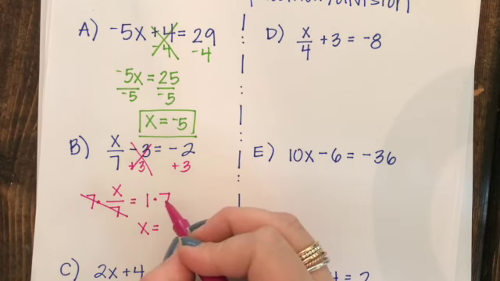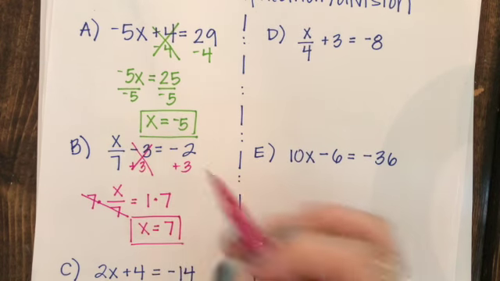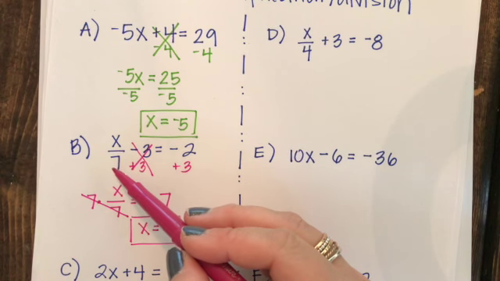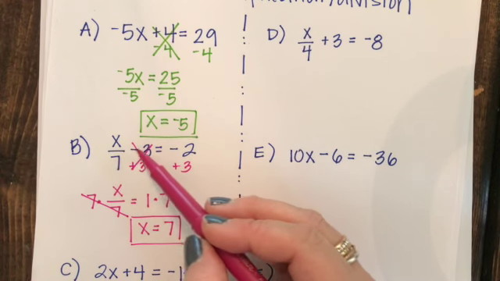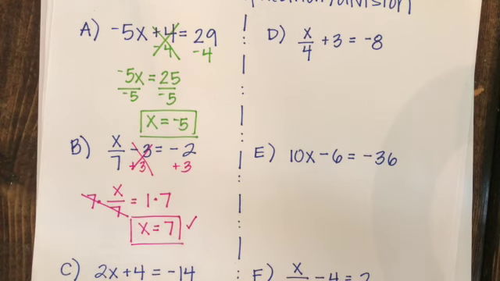X equals 1 times 7 is 7. And if we look at it, 7 divided by 7 is 1, and then 1 minus 3 is negative 2. So I know I got it correct.